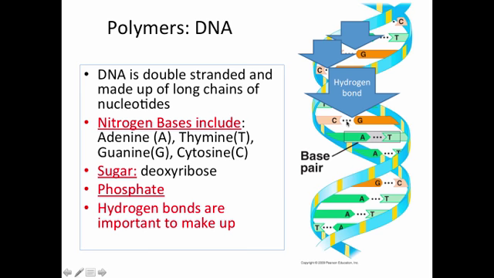And if you remember, hydrogen bonds are the weakest of the three. They break easily. And that's how DNA is actually going to replicate itself. Those bonds are going to rip right open, and it's going to make copies of itself looking at either side.